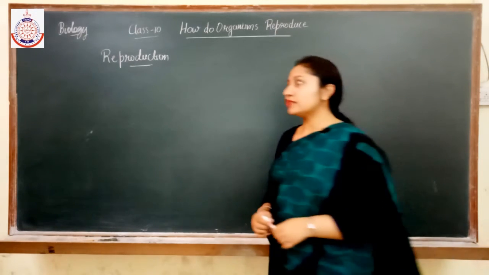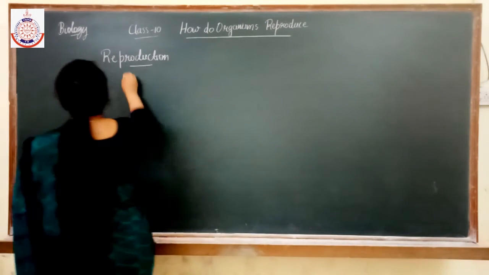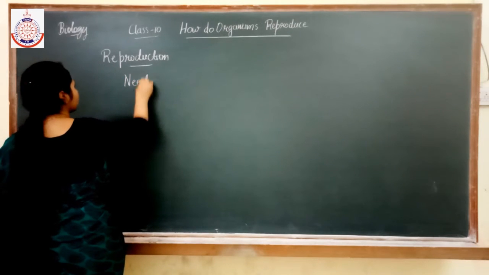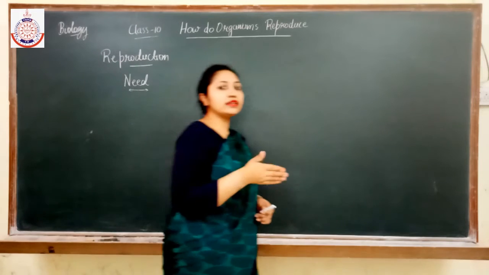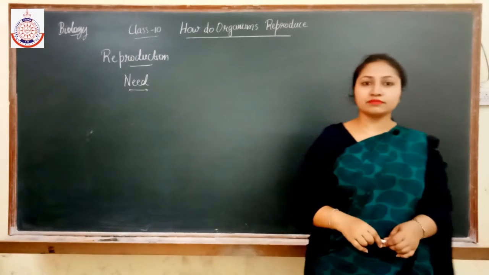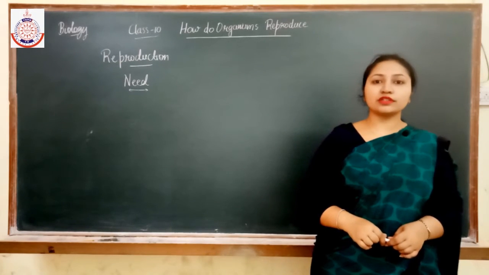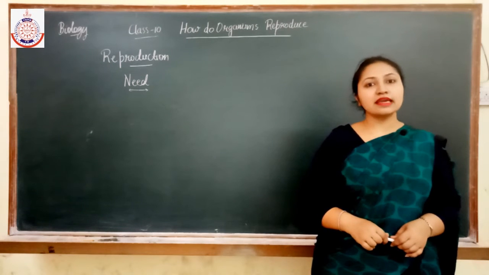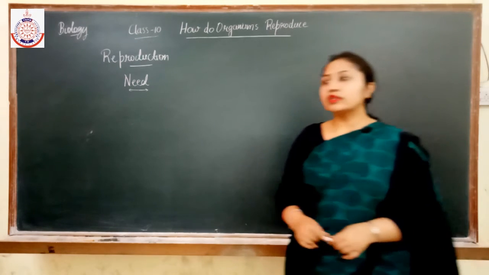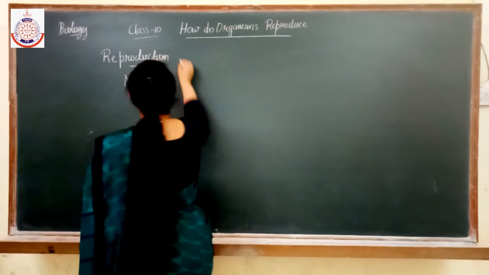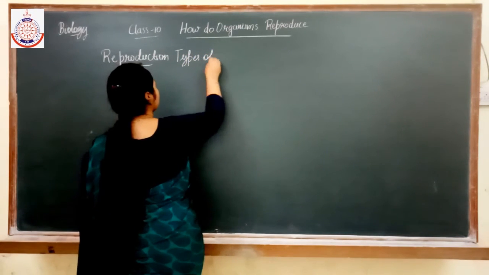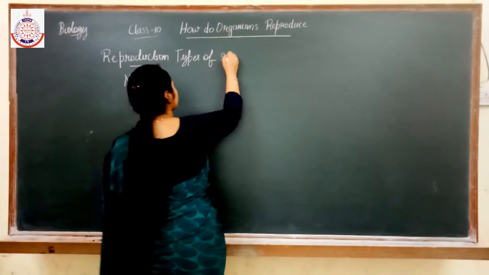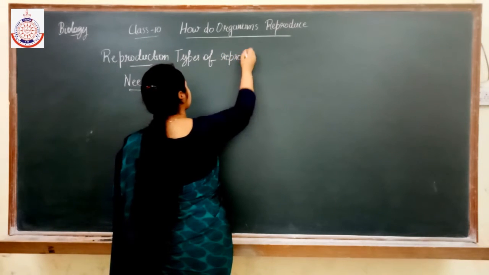But what is the need for reproduction? So that we can maintain life over the earth. So that's why reproduction is necessary. Now there are two types of reproduction.